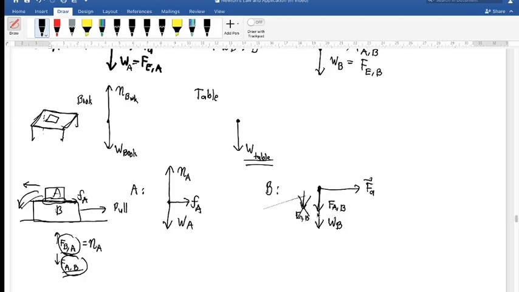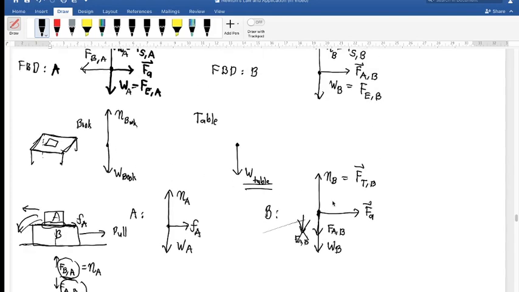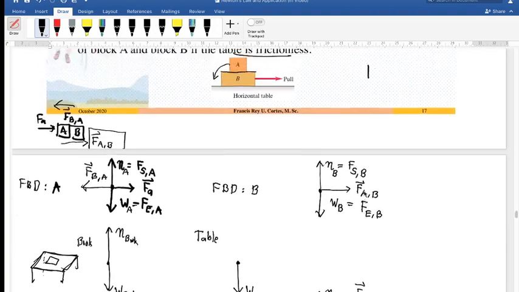Okay, so what else? How about the normal force on B, because the table will also exert a force on B. So this is the normal force on B, but this is actually the force exerted by the table on B. Okay, so that is the free body diagram. That's how you do a free body diagram.